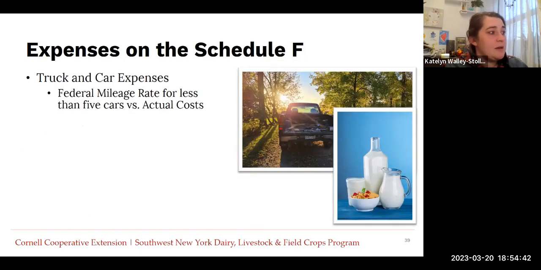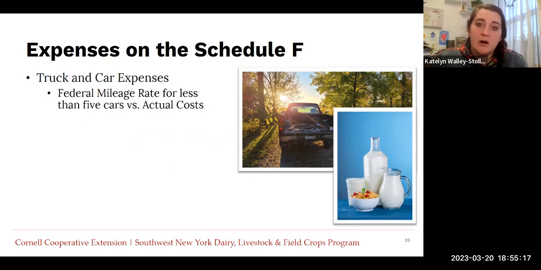Okay, other things that you can claim are truck and car expenses. So you have two different options. If you own a vehicle that gets used sometimes for personal use and sometimes for farm use, you can either claim truck and car expense or you can claim mileage. The difference is with mileage, you track all of the miles that you use your personal vehicle for your farm business, and then you get paid the federal mileage rate. So 2022 was 0.625 dollars, so 62 cents for every mile.